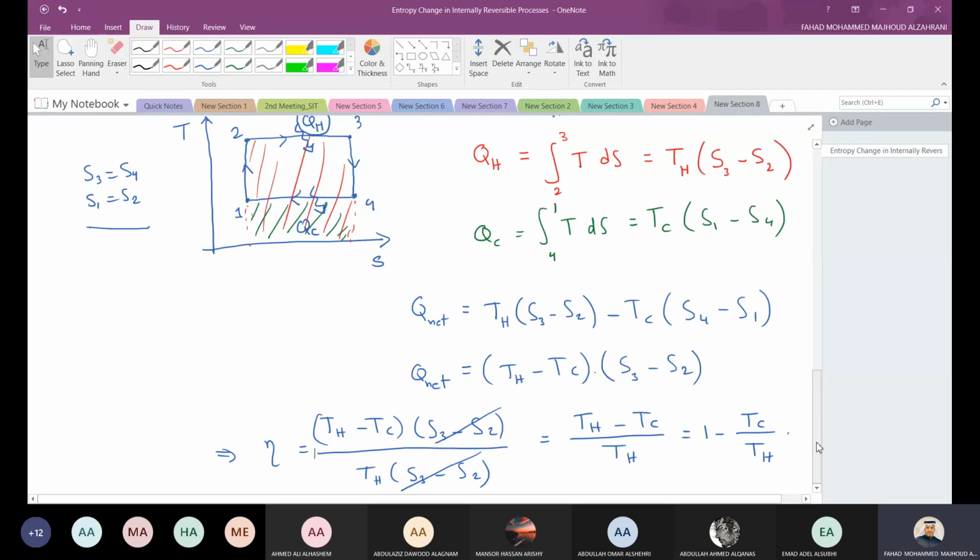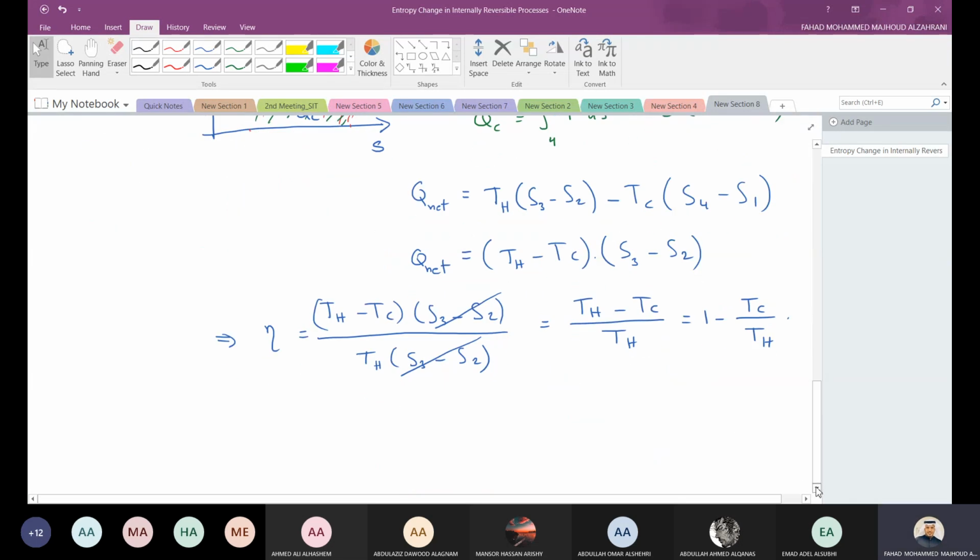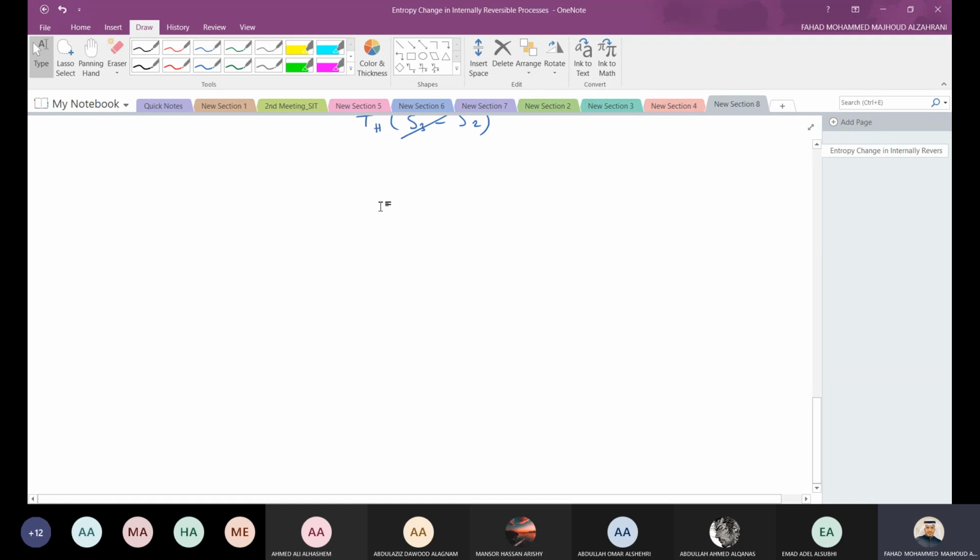Should we take one more example? Let me take one example here. Guys, let me give you an example with numbers, and you see how you can extract the values from the tables, right? And then you can also use it to calculate the work and the heat transfer. So let's see this example.